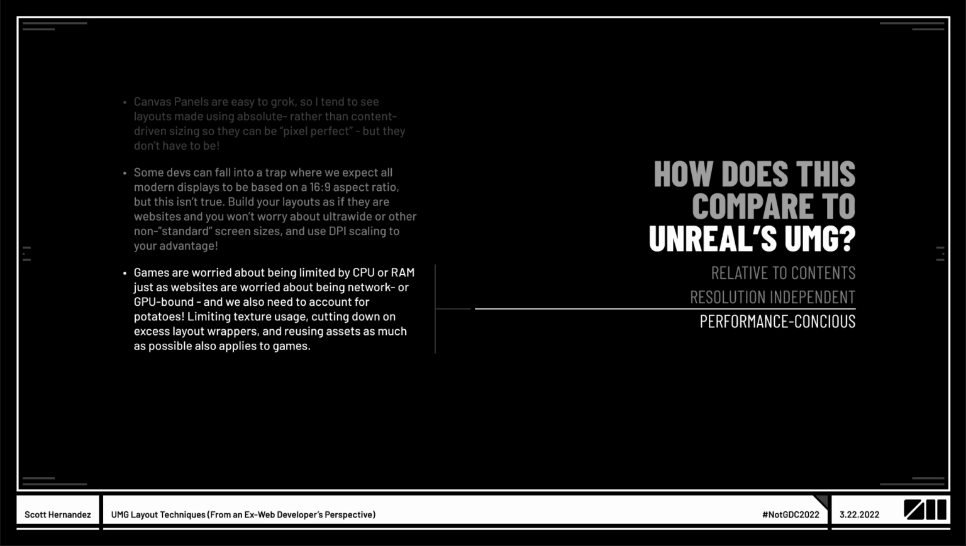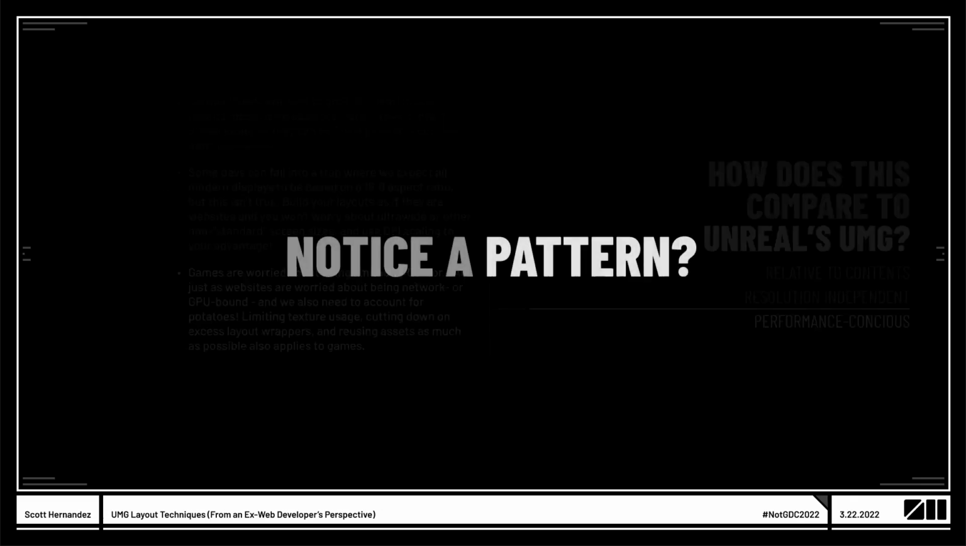We're going to cut down on the excess layout wrappers because those do have a performance cost. And then we want to reuse assets, not just textures and materials, but also your layouts themselves. So how do we break down elements into atoms and molecules and such, where you have smaller bits that make up bigger bits? And I'll show just a little bit of that when we get into the demo.